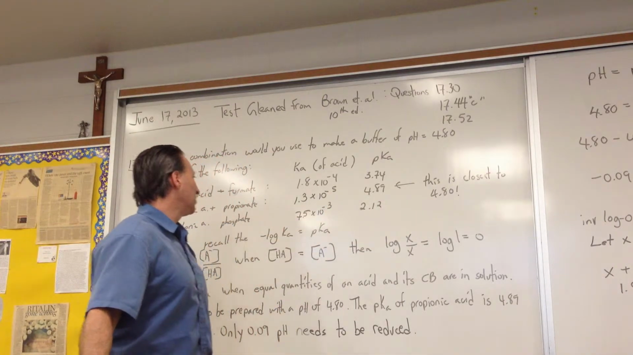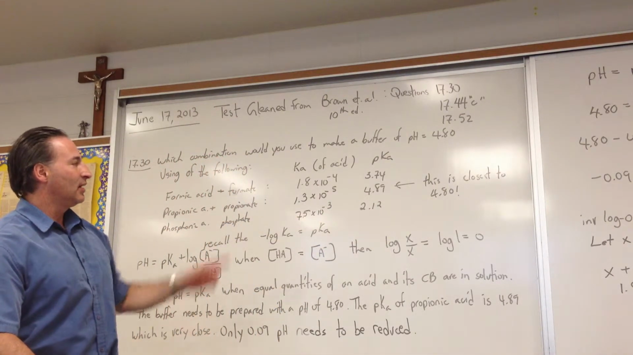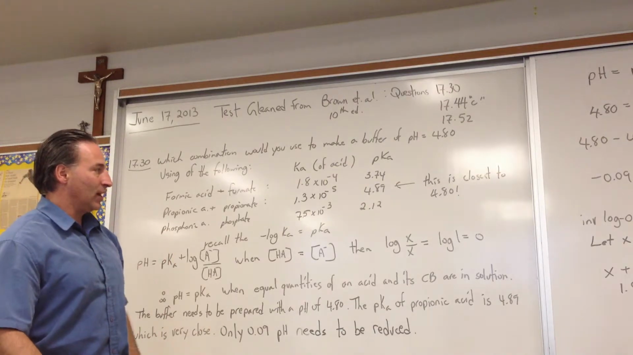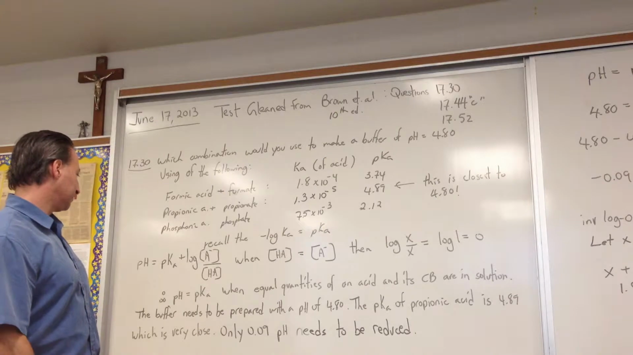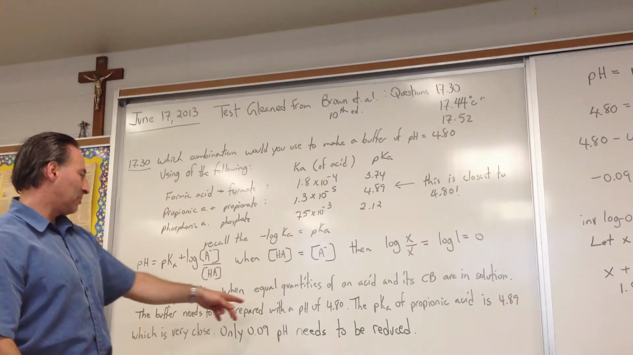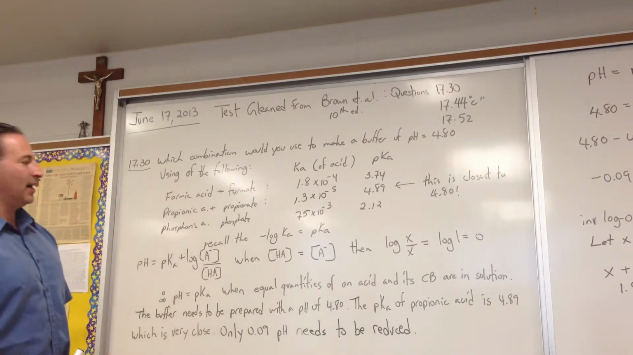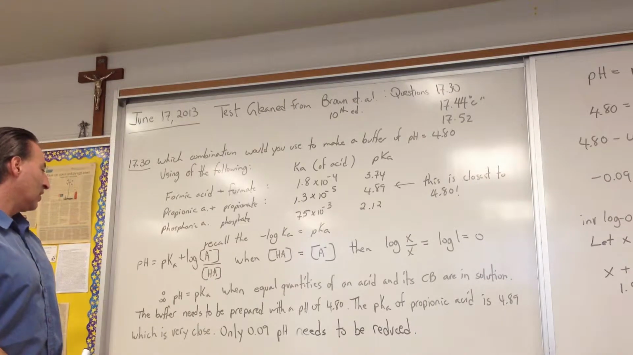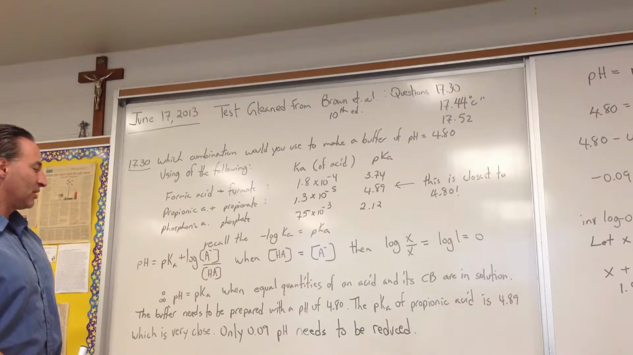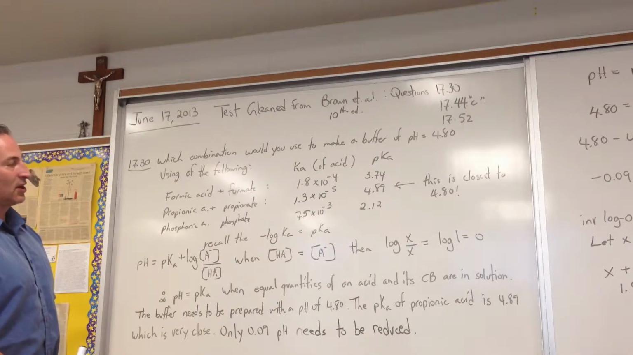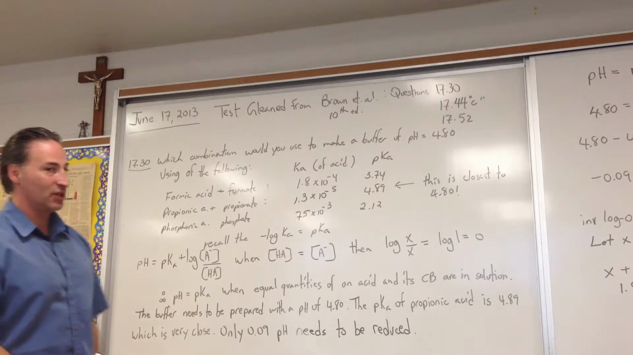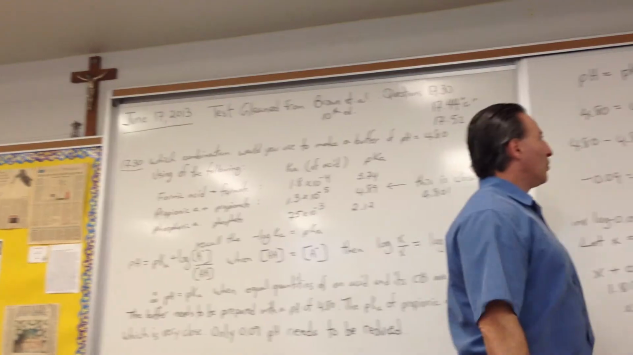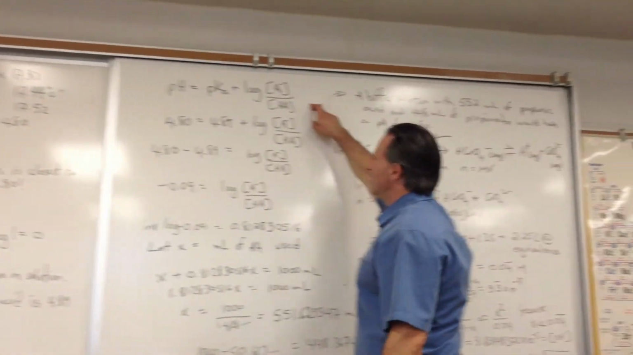And as it turns out, propionic acid with propionate has a pKa of 4.89. So we're very close to the target pH. So that's the acid we're going to use. The buffer needs to be prepared with a pH of 4.8. The pKa of propionic acid is 4.89, which is very close. Only 0.09 pH needs to be reduced. And we're going to do that by adding a little extra of the propionic acid, that's going to lower the pH.